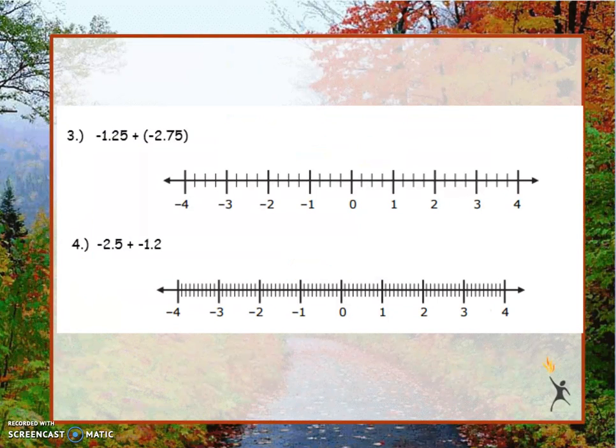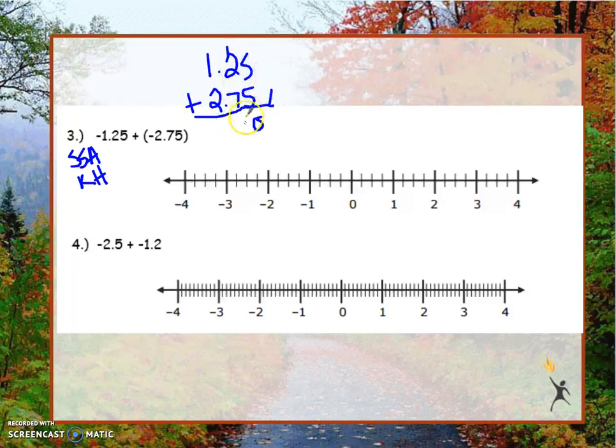All right. This is going to be same signs add, keep the sign. So we have 1 and 2500ths plus 2 and 7500ths. We get 10. We get 10 again. And we get 4. And we keep the sign, so it's -4.